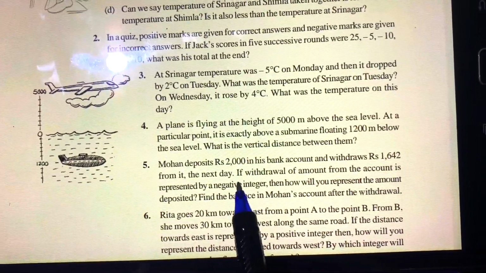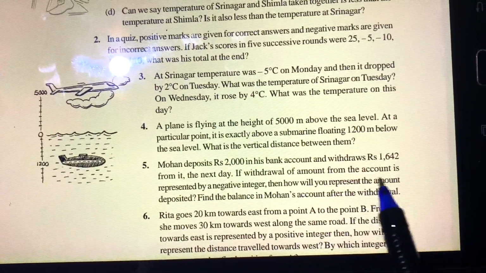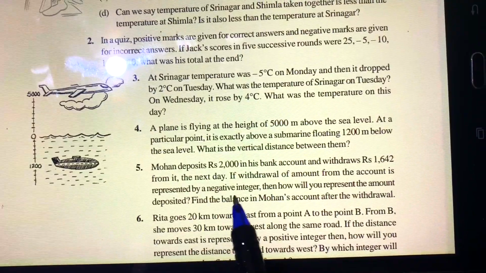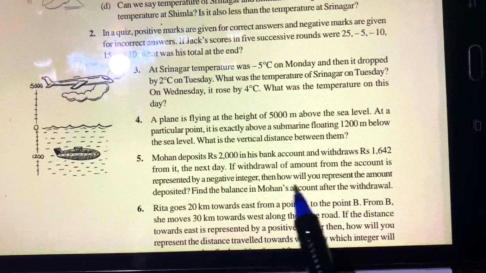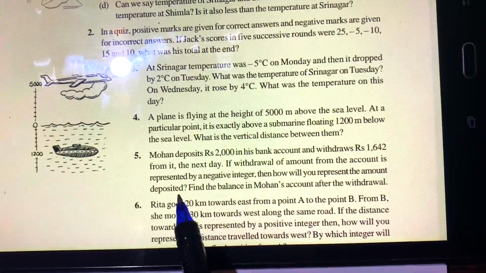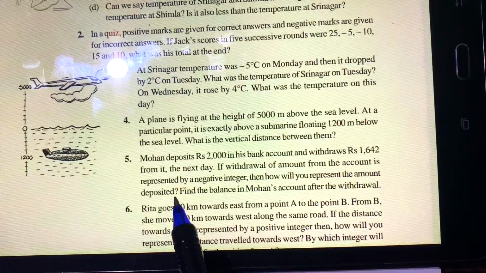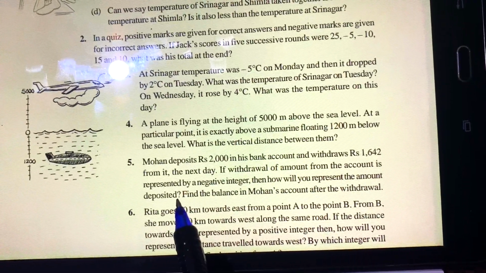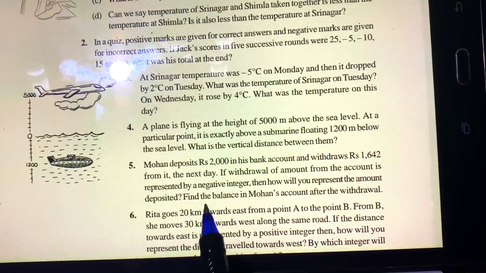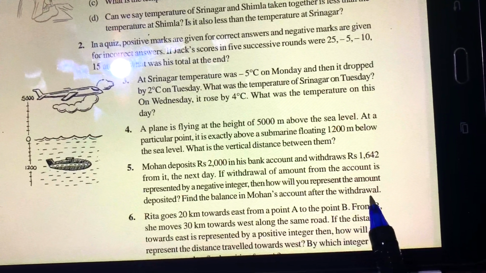Fifth sum. Mohan deposits rupees 2,000 in his bank account and withdraws rupees 1,642 from it the next day. If withdrawal of amount from the account is represented by a negative integer, then how will you represent the amount deposited? Obviously, if withdrawal is a negative integer, then the deposited amount will come as a positive integer. Find the balance in Mohan's account after the withdrawal.